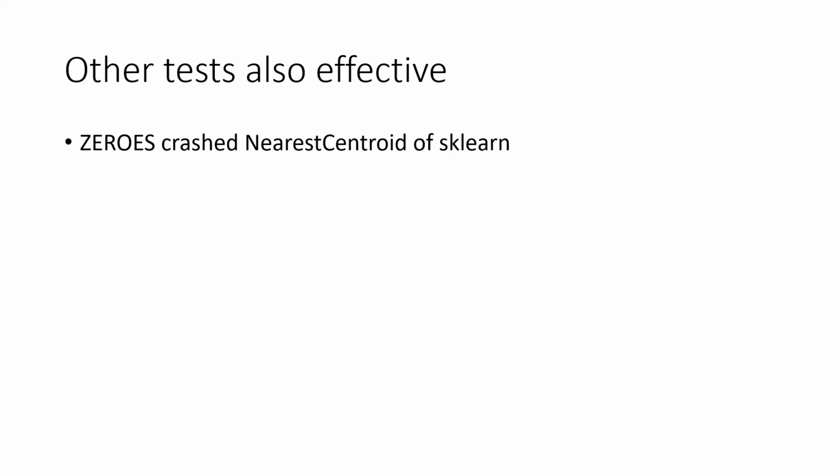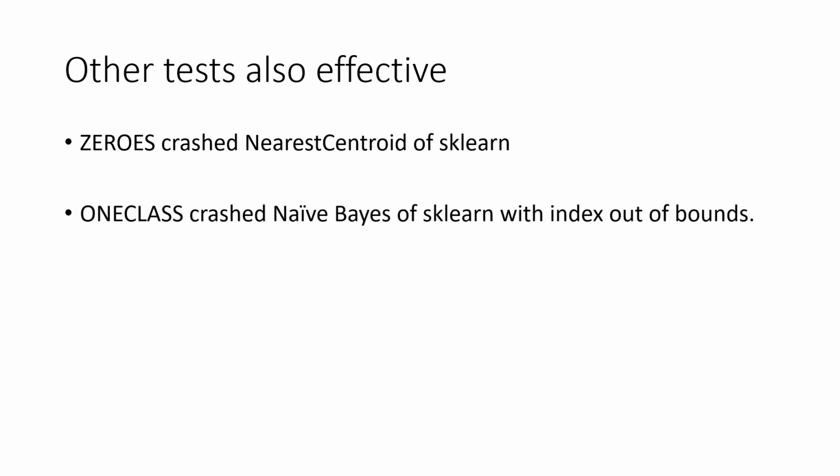The nearest centroid classifier of scikit-learn then tried to compute a standard deviation, and that failed because of the division by 0. The naive Bayes implementations of scikit-learn, and there are multiple of them for different variants, all failed with an index out of bounds if all data just comes from one class. So there was an implicit assumption in there that all data has at least 2 classes. Usually not a problem, except for the naive Bayes classifier of scikit-learn.